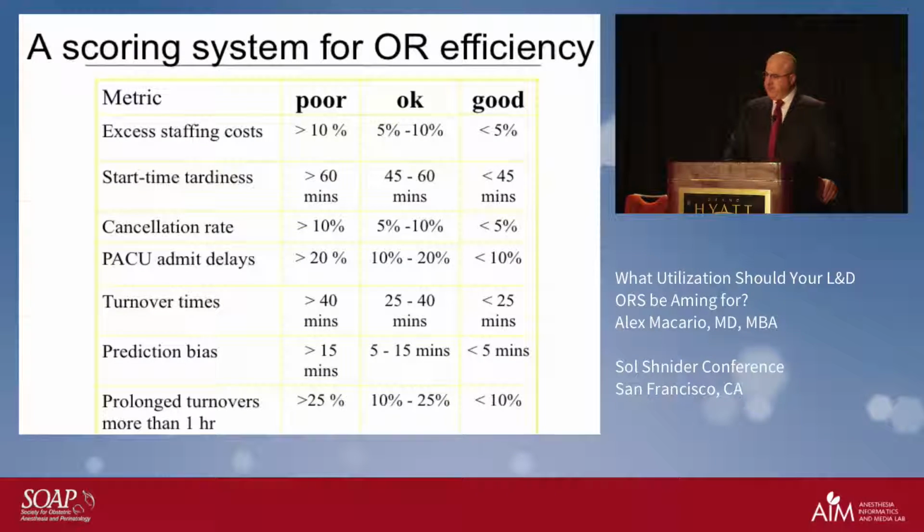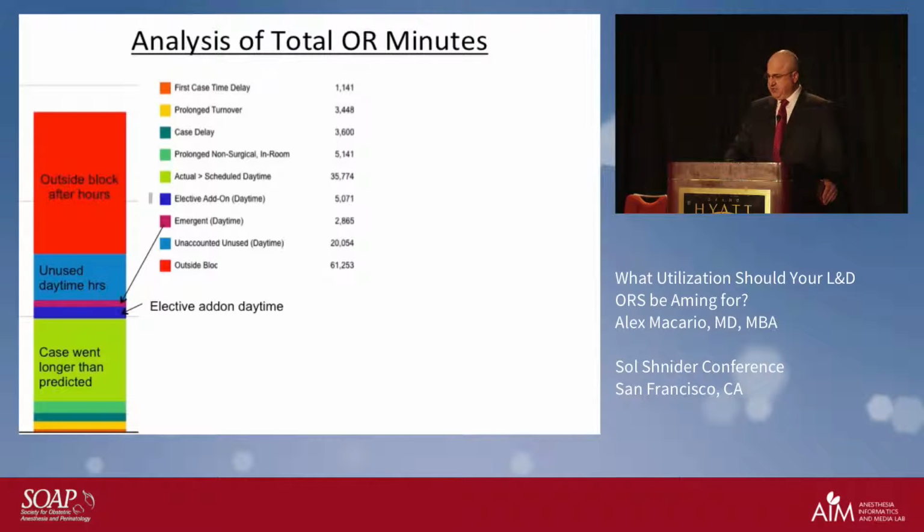And then this is another way to think about the issue of OR utilization. If you take all of the minutes that the operating room is in use, and you divide it into different types of categories. So for instance, in this particular operating room at a particular hospital, the red is the amount of time that surgery was being done outside block after hours. And then the blue is the amount of time where there were people available to do cases, but there weren't any cases done. And then green is how often the case went late.